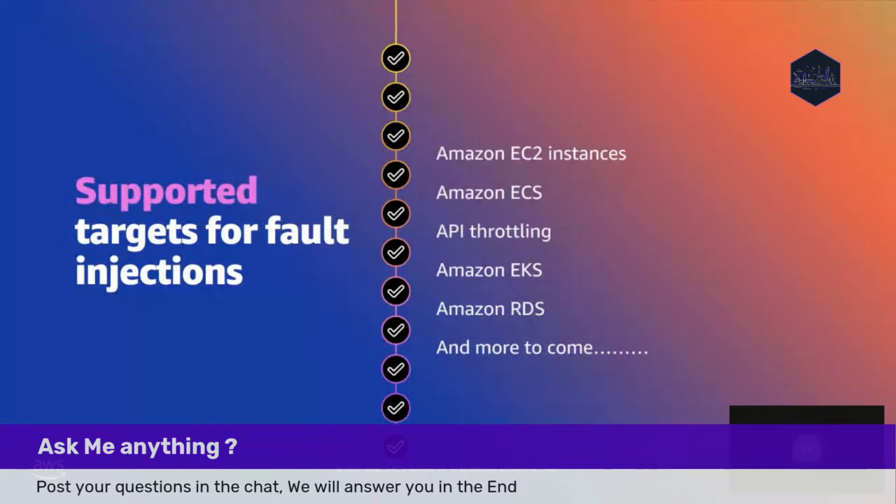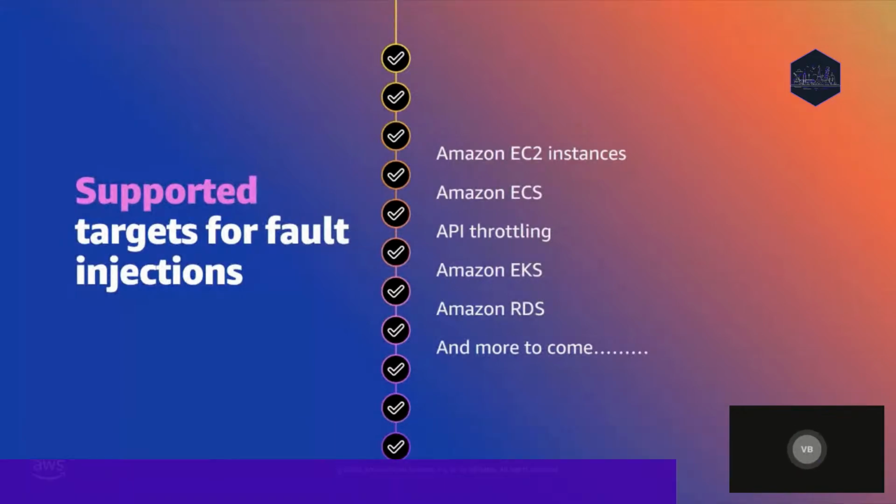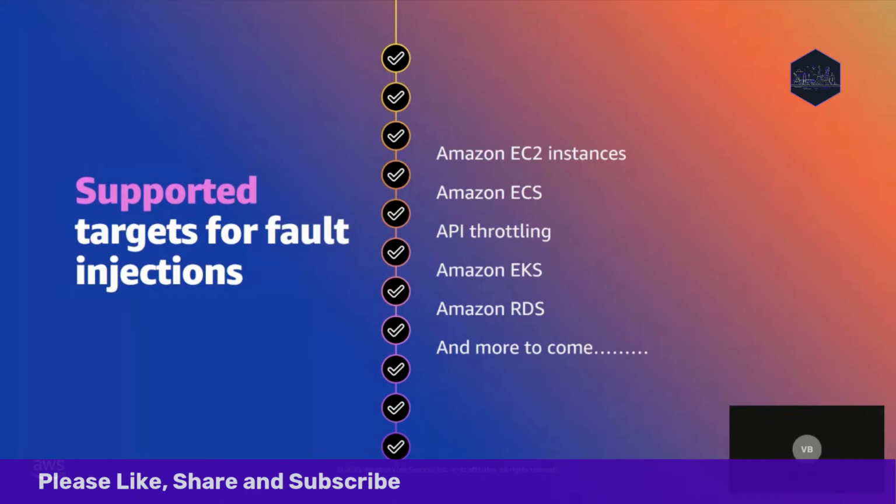Targets or services on AWS that are supported for fault injections. Before I go on, if there's anyone with questions, you can send those questions at any time. Ganesh, you're welcome to read those to me if there are any questions in the chat.